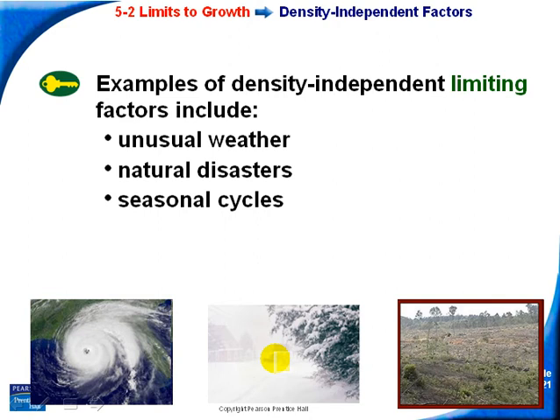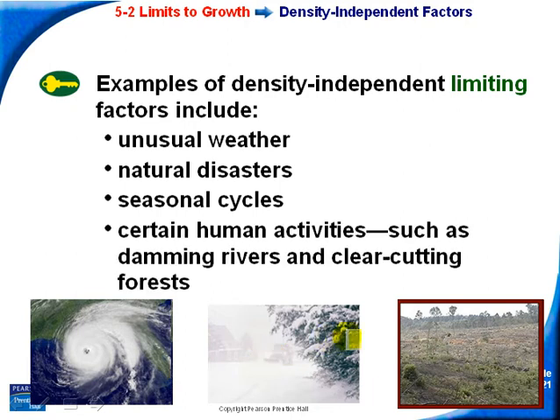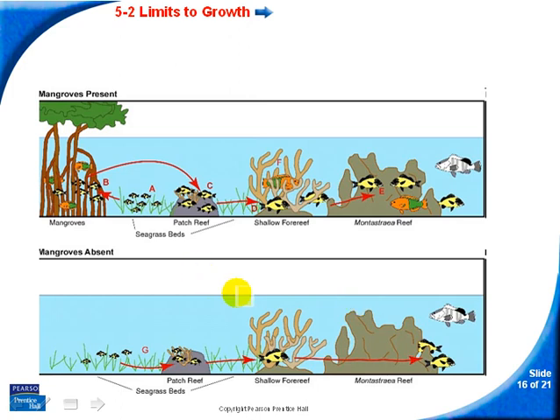At the end of the fall, when winter comes, that's going to limit the population. And then activities. Here's an example of clear cutting. This will definitely limit the amount of population no matter how dense it is there. And this is another picture I really liked.